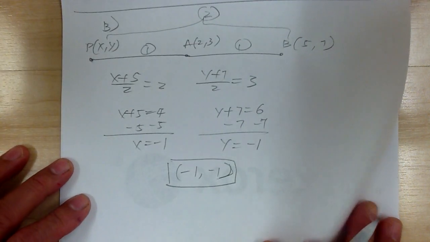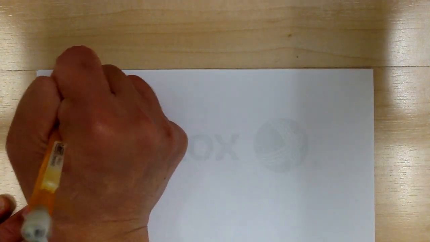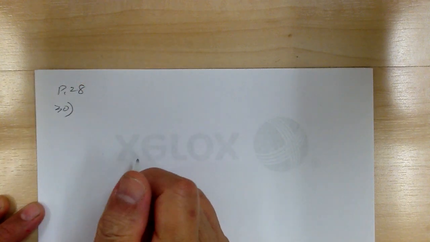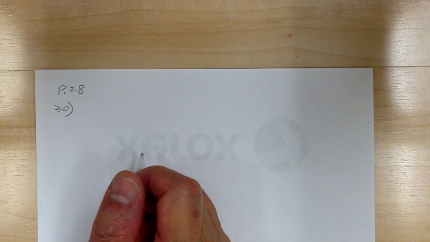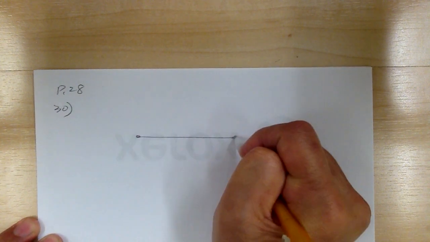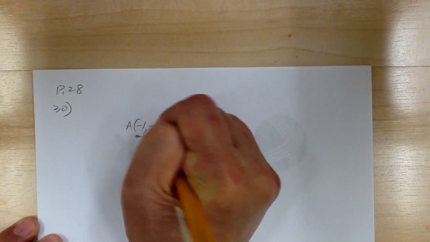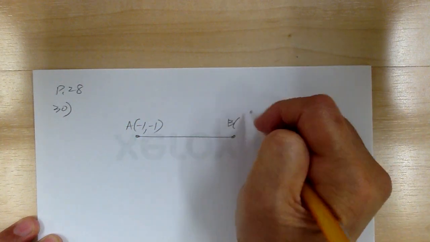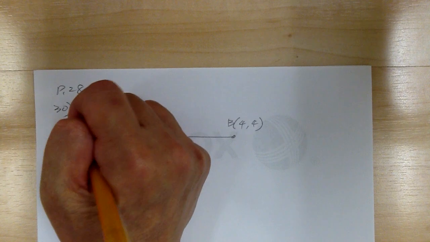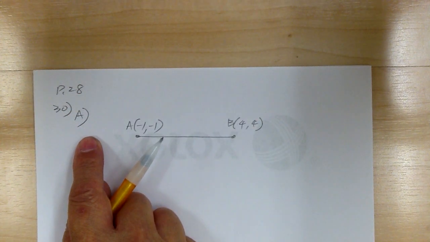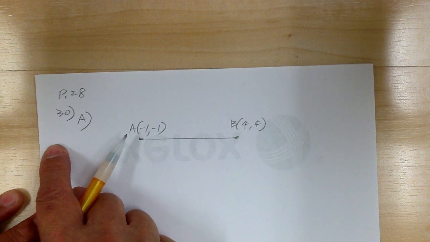For part B. Okay, let's go to number 30. Okay, the line through A and B, so we have to do this. So point A is (-1, -1) and B is (4, 4). Okay, so now you have to read. So I'm doing part A. So it's twice as far from A as from B. Okay, twice as far from A as from B.